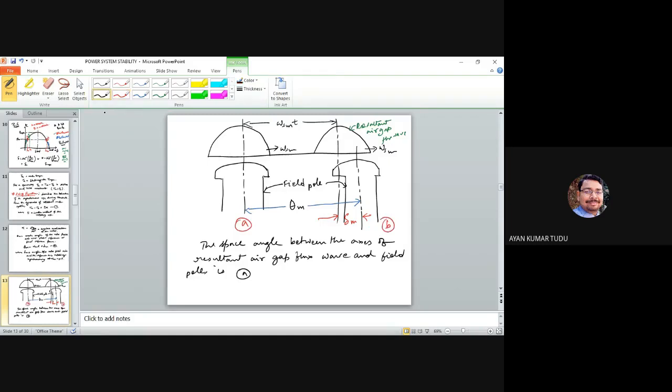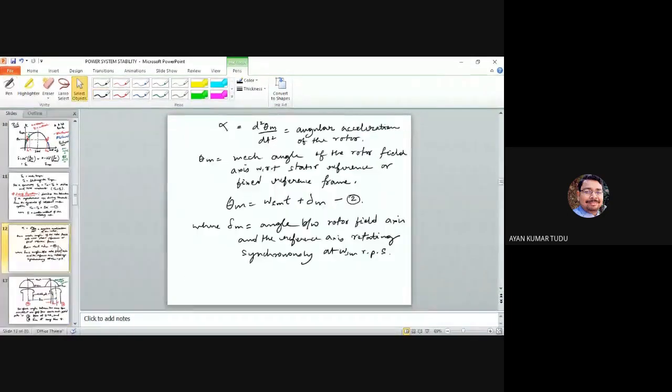In figure A it is 0 at t equal to 0, and the space angle between the axis of the resultant air gap flux wave and the field pole is delta m at any time t. I hope you can understand this. So that's why, when we are trying to find the value of theta m, that would be equal to omega sm t plus delta m.